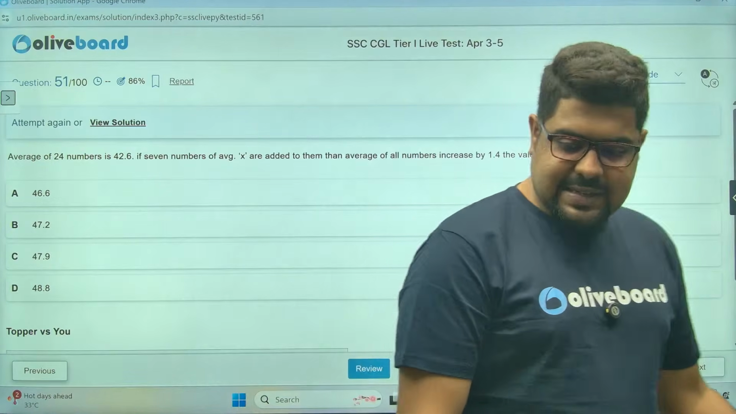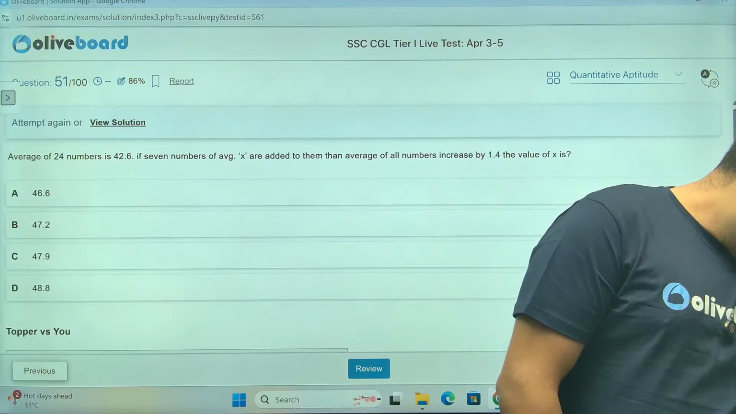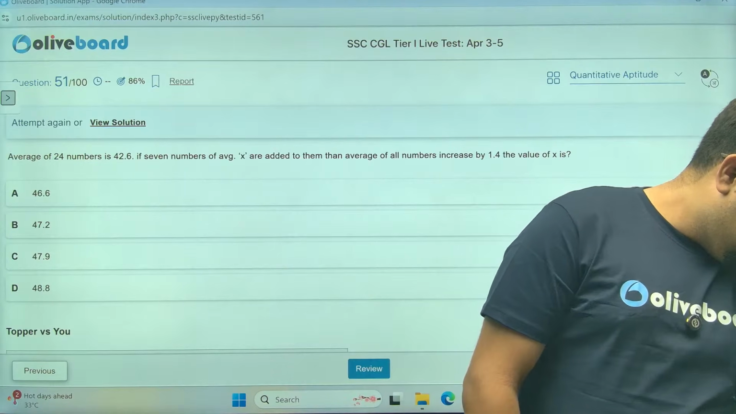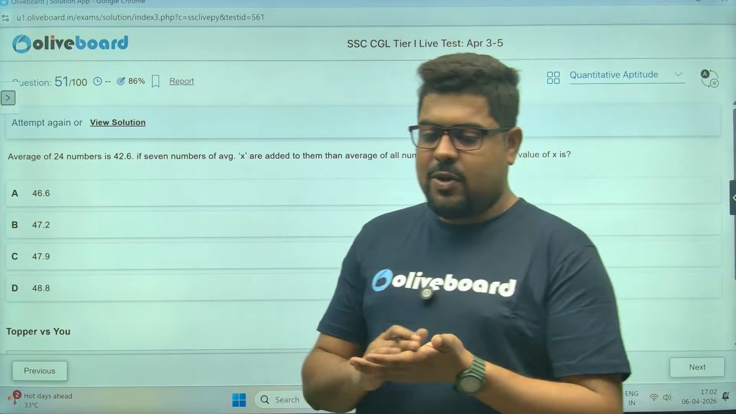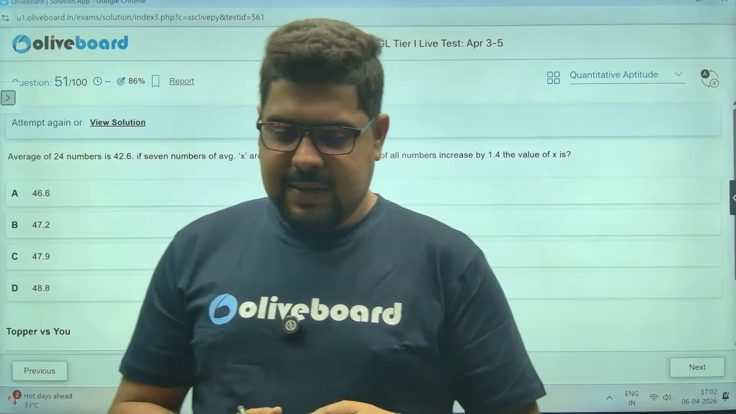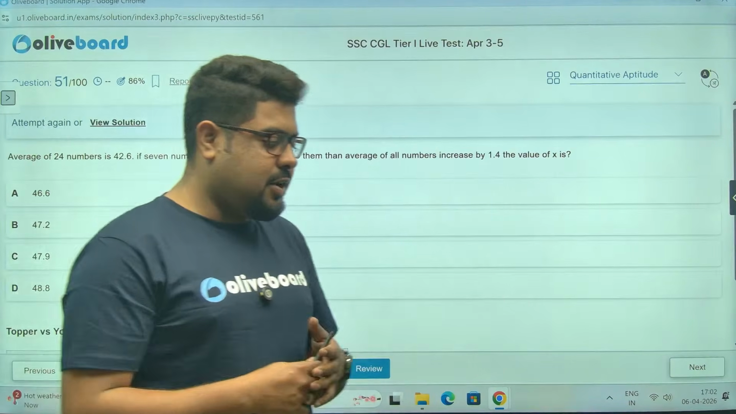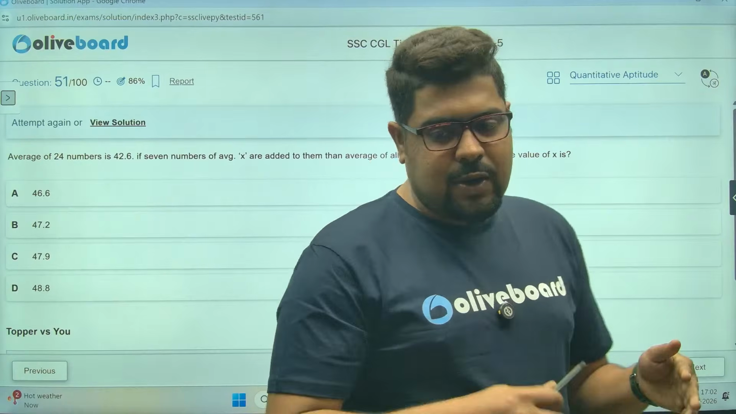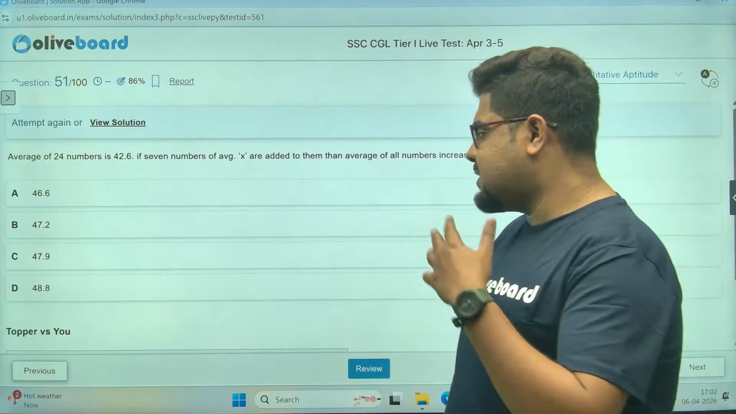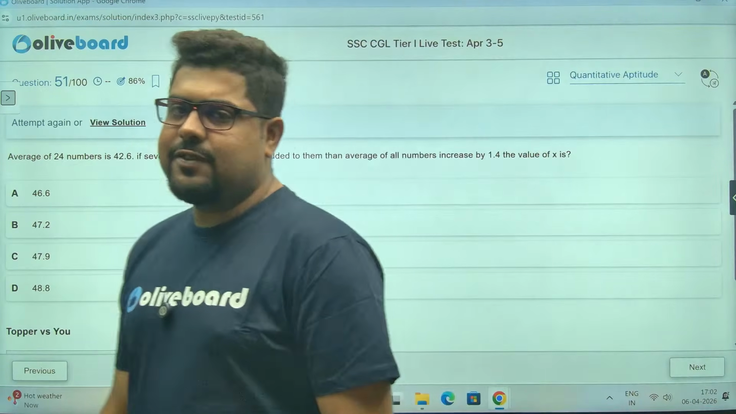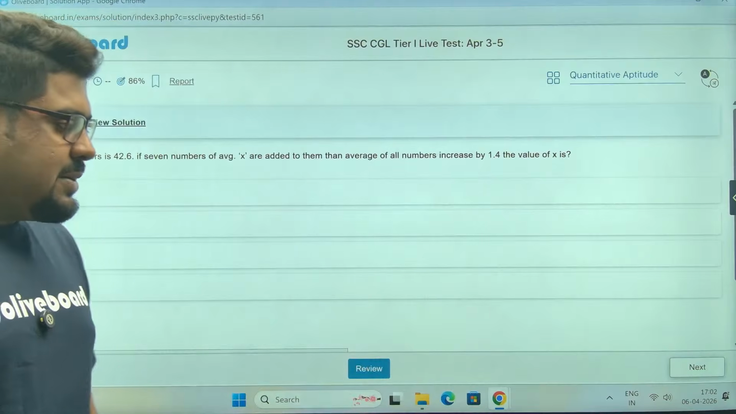So with that being said, let us start with this week's live mock analysis. The mock that happened this weekend. I'll analyze the quant part of it, the maths part of it. So without wasting any more time, let's get right down to it. First of all, how was the mock?